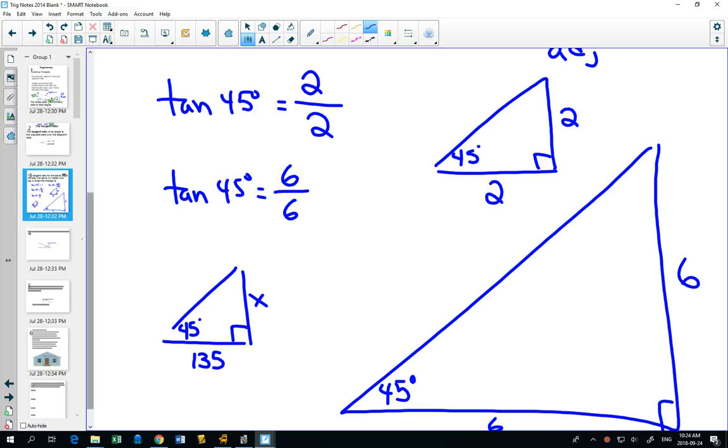Yes. This is the power of trigonometry, because no matter how big or how small that triangle is, for 45 degrees, the ratio is 1. So that means this side here has to be 135. And that is true all the time. What's this other angle in these triangles? It has to be 45.